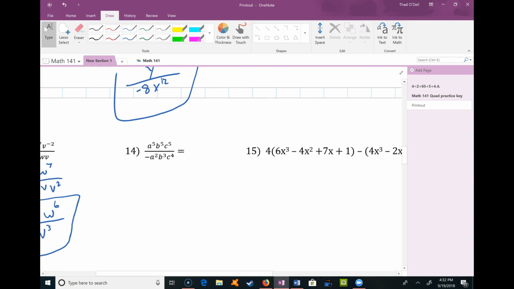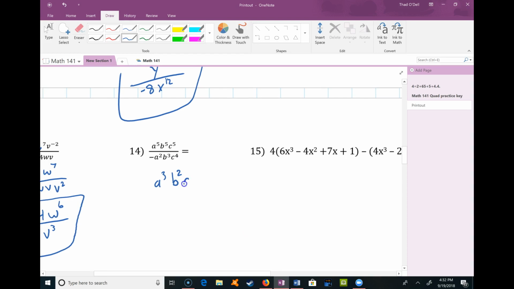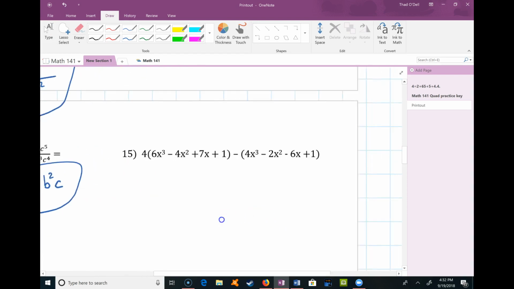Okay, over here we're really just dividing a bunch of powers that have the same base. So this a to the 5th divided by a squared would be a cubed on top. B to the 5th divided by b cubed would be b squared on top. And c to the 5th divided by c to the 4th would be just c on top. But notice there's a negative at the bottom. So anytime I divide a positive by a negative, I end up with a negative. So there'd just be a negative up front. Everything in the bottom canceled out, didn't it? I guess I should square it to keep up my routine.